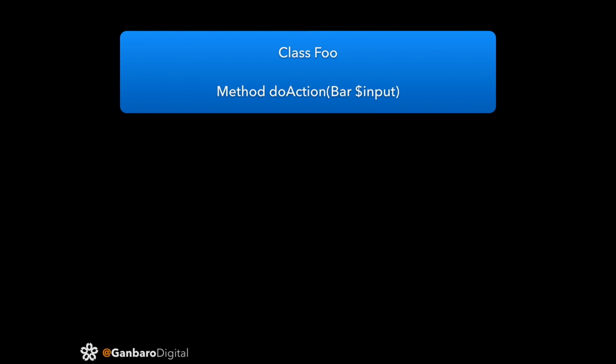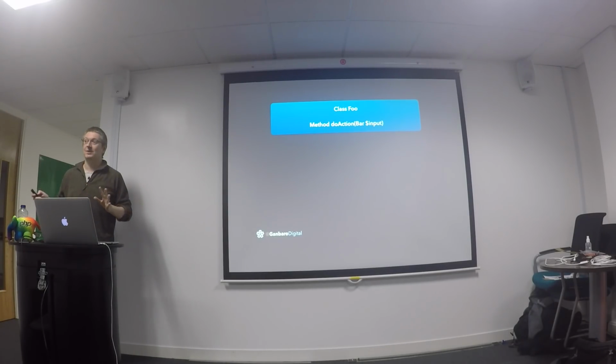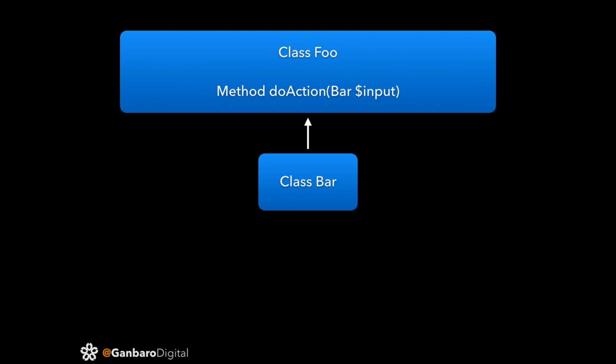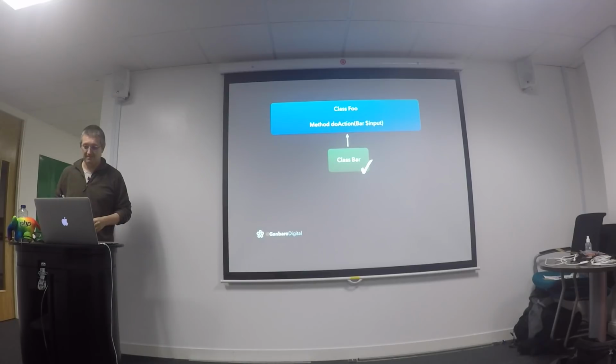But diagrammatically, we've got our class and we've got our method and it accepts an input of type bar. Doesn't matter what it is, doesn't matter how it works. We're focused entirely on this particular mechanism. So we can create an object of type bar and that will be accepted as an input. I imagine you do that all the time without thinking about it, okay?